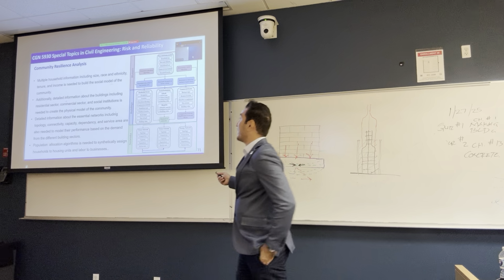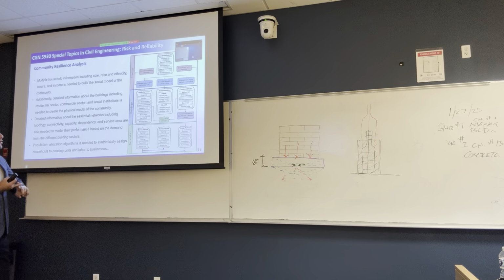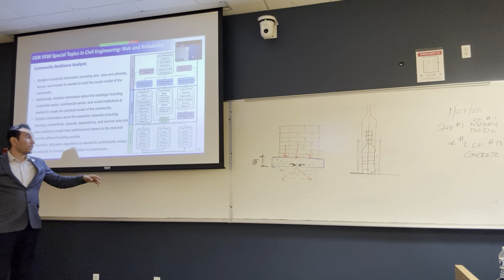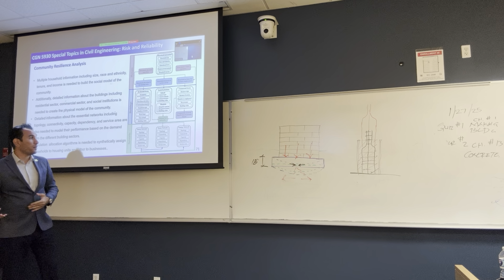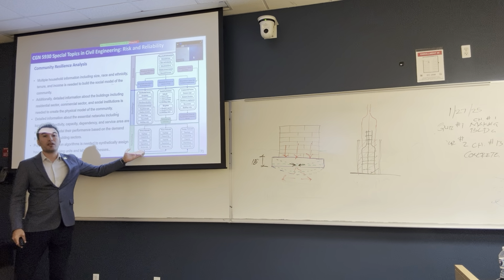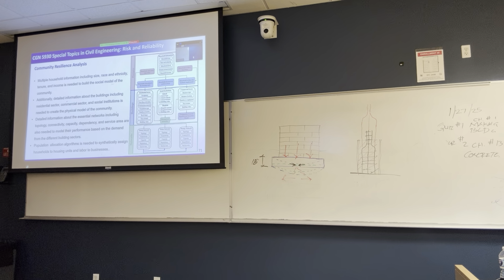Here it shows you, for example, for the network, you need the topology of the network, the connectivity of the network, the capacity of the network, like if it's 2-lane or 3-lane or 4 lanes, the dependency of the networks, where it gets power from, where they are dependent on each other, and what the service area of each network is, where it's served. So you need all this information about the network.